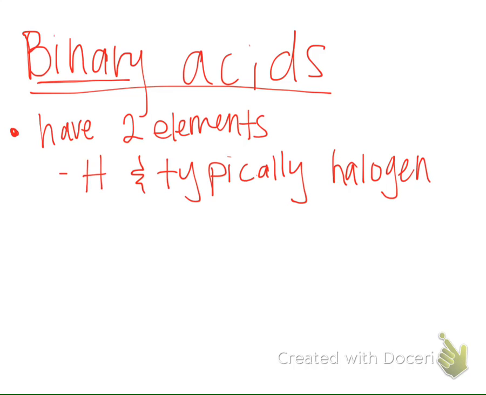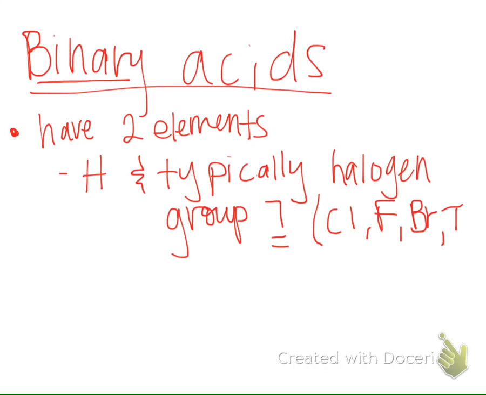What group number are the halogens? Group 7. Okay, so these are elements like chlorine, fluorine, bromine, iodine. All of those group 7 elements are really good to make acids with. Binary acids don't always have to be with group 7 elements, but that's very common. The group 7 elements make great anions for our acids.